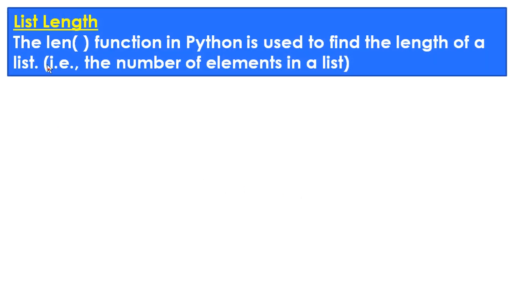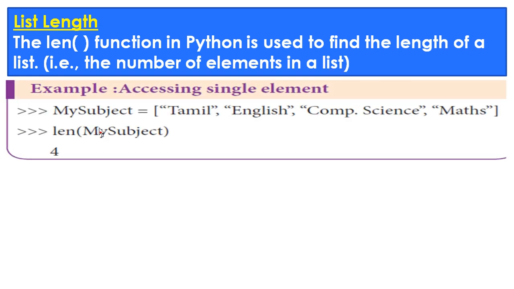Next we are going to see about the list length. How do you find the length of a list? By using the len function. The len function in Python is used to find the length of a list, that is the number of elements in a list. Here is the example, accessing a single element.